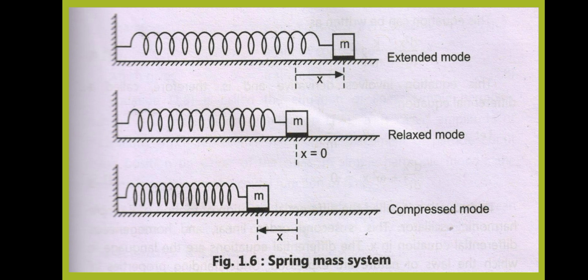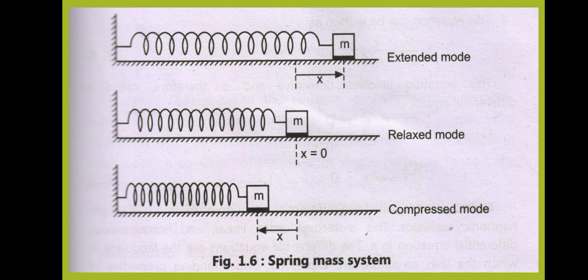A mass M is attached to one end of an elastic spring with the other end tied to a rigid support, as shown in the figure. Mass M is set into oscillation on a frictionless surface. When the spring is in unstretched condition, the mass is in its equilibrium position or in relaxed mode.